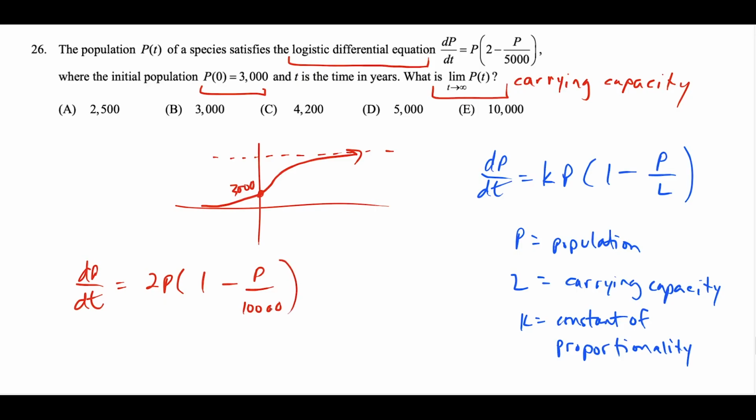Just making sure I'm writing enough zeros. Notice if I redistribute the 2, it sends me right back. So then the carrying capacity L is just this value here. So in this case, L is equal to 10,000. Now, me personally, I forget this formula all the time.